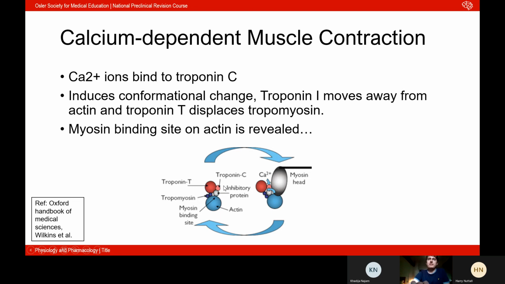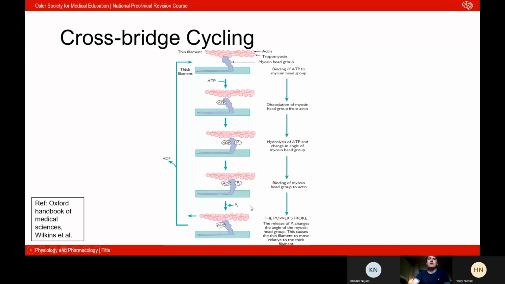And troponin C, through its intimate relation with these other molecules, introduces a conformational change, which induces conformational changes in the whole complex, and the troponin T displaces the tropomyosin that's blocking the myosin-actin binding site. So a binding site is now revealed on the actin molecule where myosin can bind. And so this enables the formation of this myosin-actin cross-bridge, and that enables the start of this process called cross-bridge cycling.